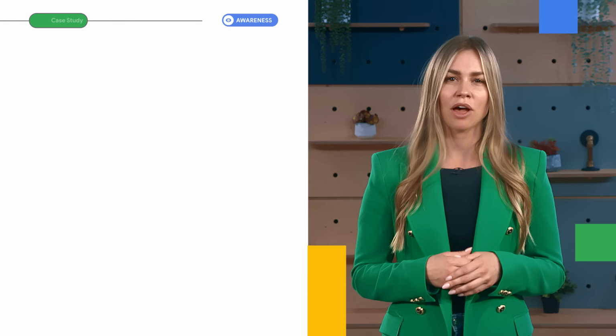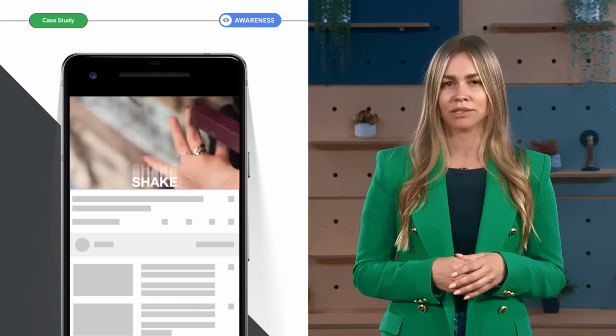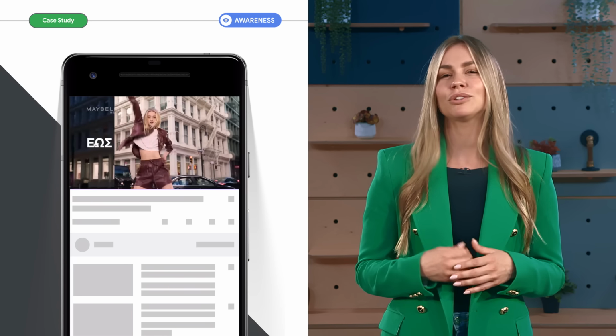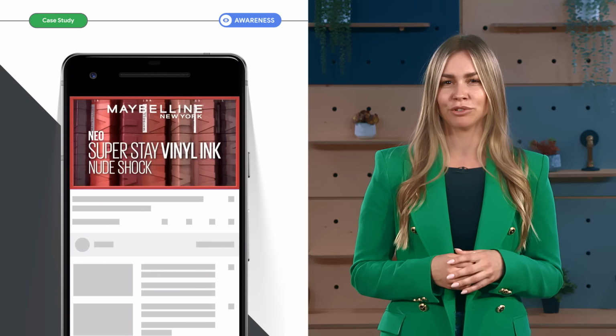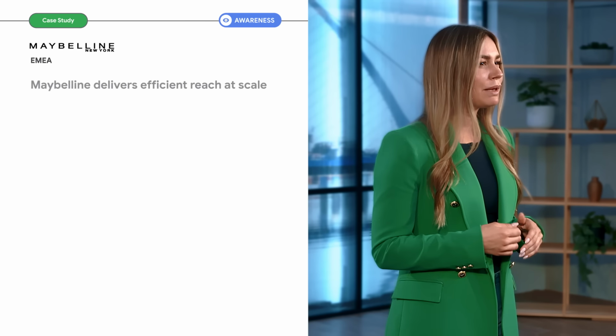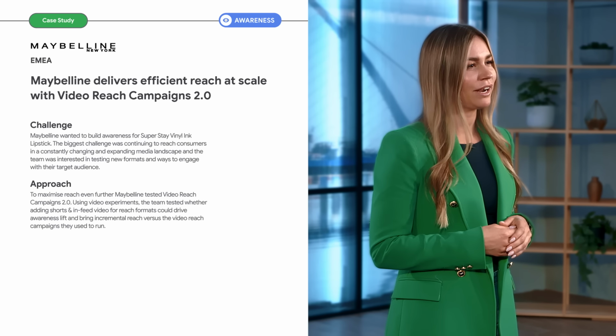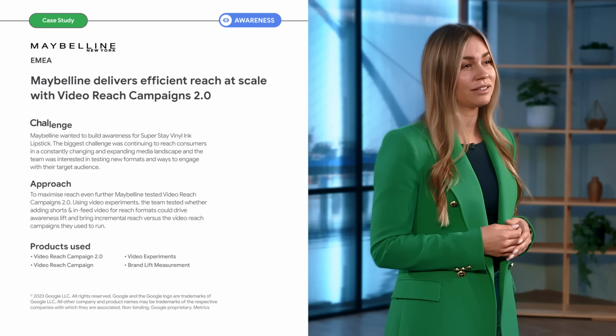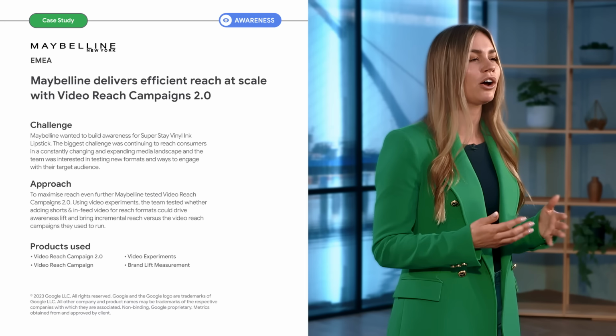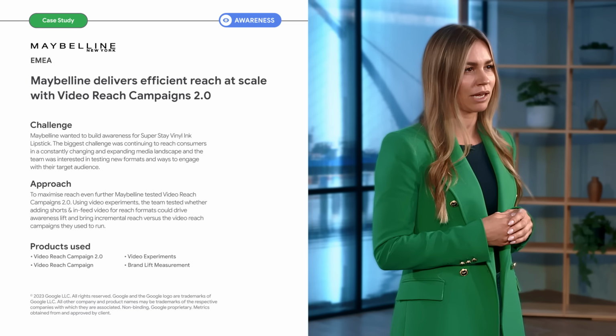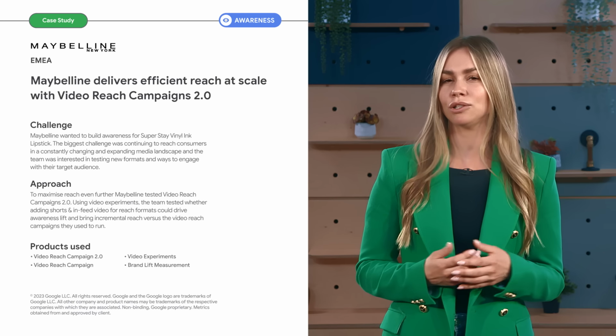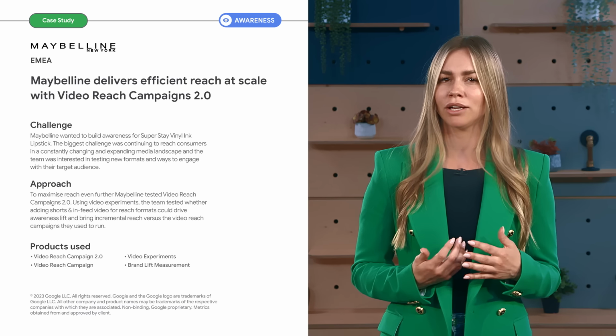Here's a success story of how Maybelline used video reach campaigns with the Efficient Reach 2.0 format to reach more people and get better results for their budget. Maybelline wanted to build awareness for a Superstay Vinyl Ink lipstick. The biggest challenge was to continue to reach consumers in a constantly changing and expanding media landscape, and the team was interested in testing new formats and ways to engage with their target audience.